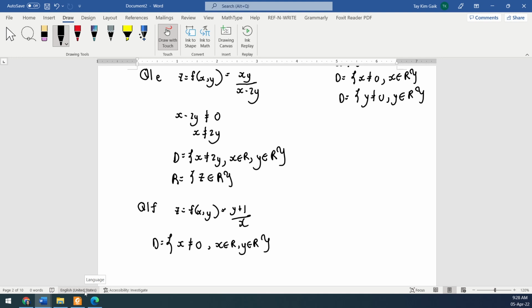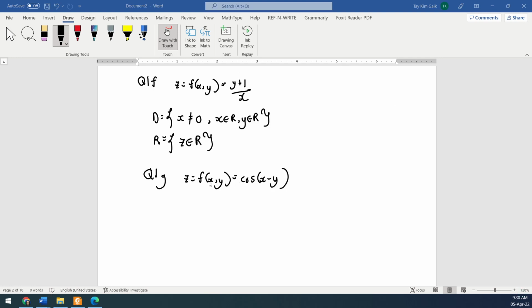So this is question 1F. Only x cannot be 0, but y can take up no restriction, so y is a real number. And the range here, y is a real number plus 1, still a real number. So the range should be z is a real number. So this is question 1F.